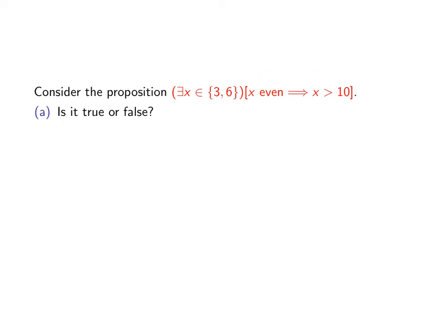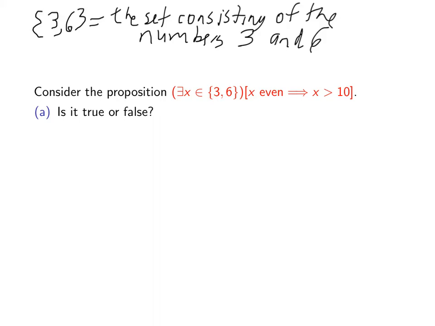Alright, so part A. The first thing to ask is, what does the proposition really mean? That's always the first thing to ask about any mathematical proposition that you're trying to see whether it's true or false. So, the beginning, there exists an x in the set {3, 6}. First of all, what is this set {3, 6}? It's really just the set consisting of the numbers 3 and 6. Not the numbers between 3 and 6. We're not including 4 or 5 or pi or 5.5, just 3 and 6. Okay, so that's our set. It's a very small set of 2 elements.